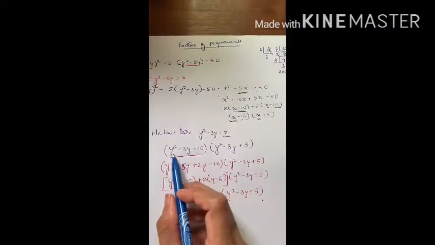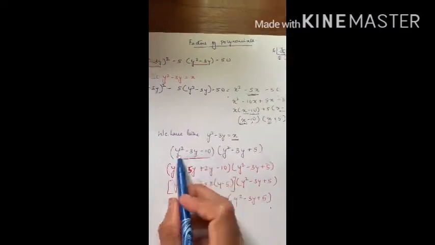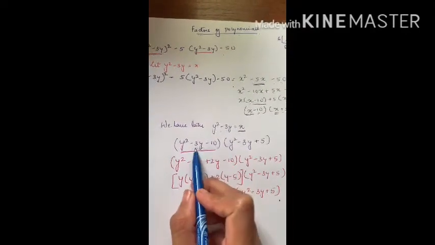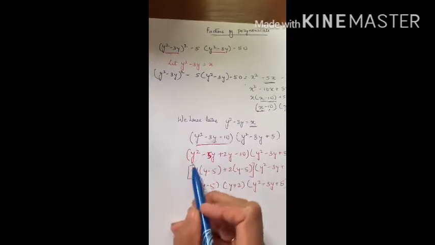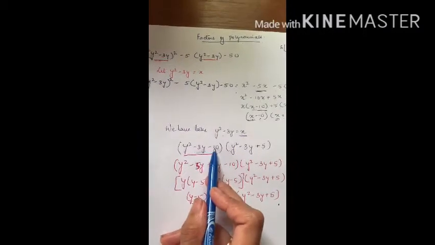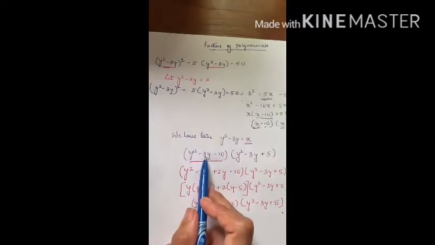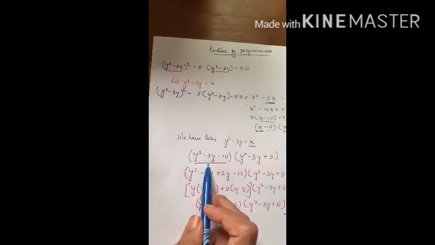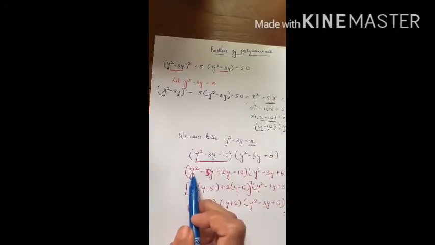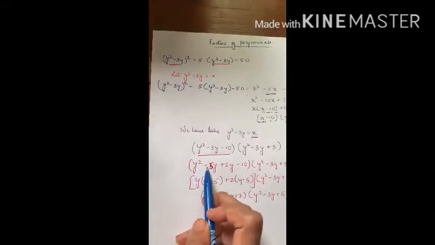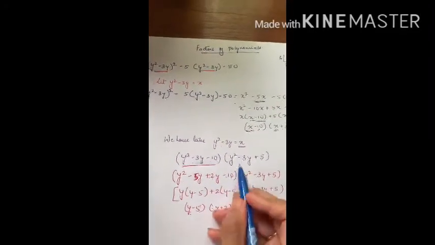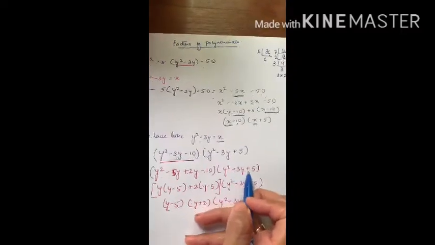plus 5. This again I can split, since it's a normal quadratic equation or a polynomial in which I can split the middle term. So I need 10, and when I subtract, I should get 3. So 5 into 2 is 10, minus 5 plus 2 is minus 3. So you get y square minus 5y plus 2y minus 10 into y square minus 3y plus 5.